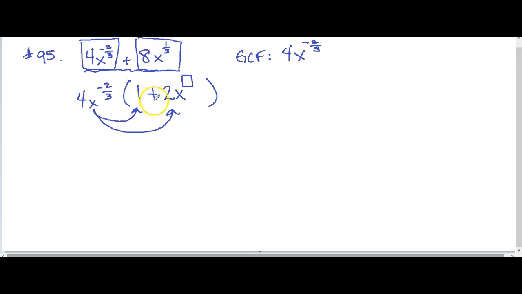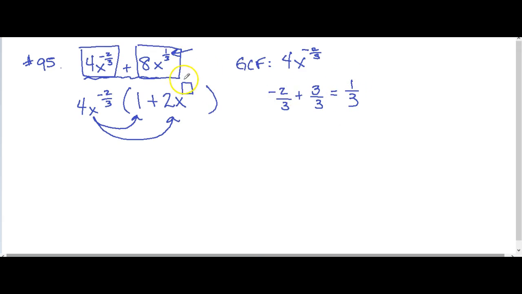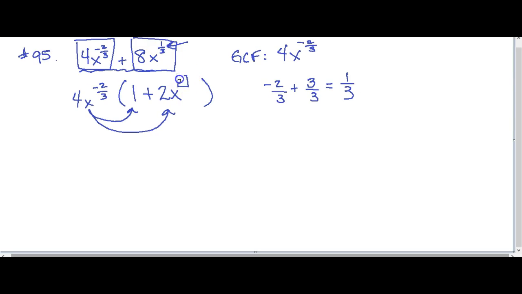Now remember what I said before, when you're multiplying terms, you're going to add the exponents to get our final exponent. I'm putting it over 3 because when we're adding, our denominators have to be the same. So now we find out that negative 2 plus what number is going to give us 1, and that's going to be 3. Negative 2 plus 3 does give us positive 1. So my exponent will be 3/3.